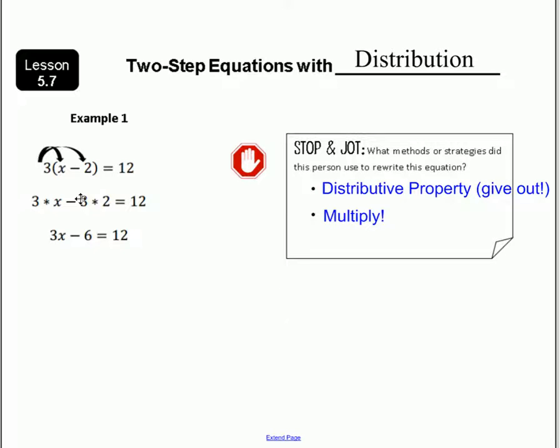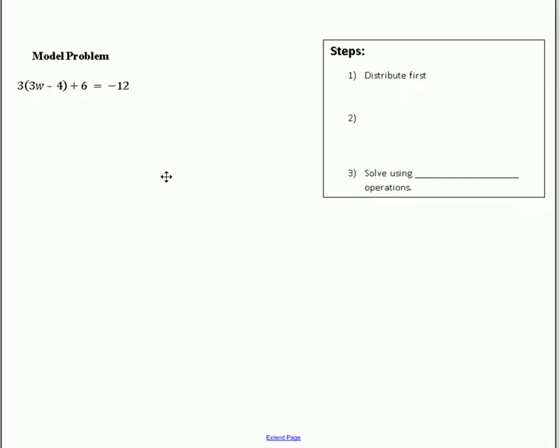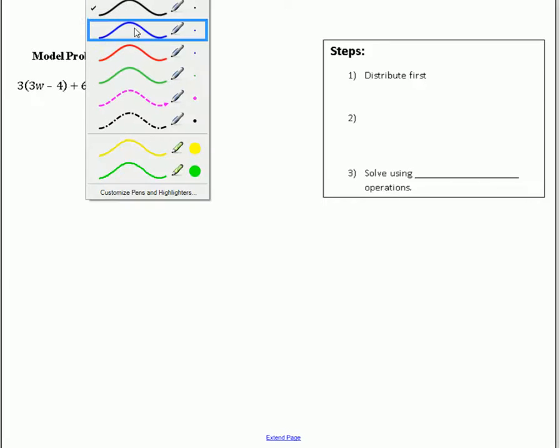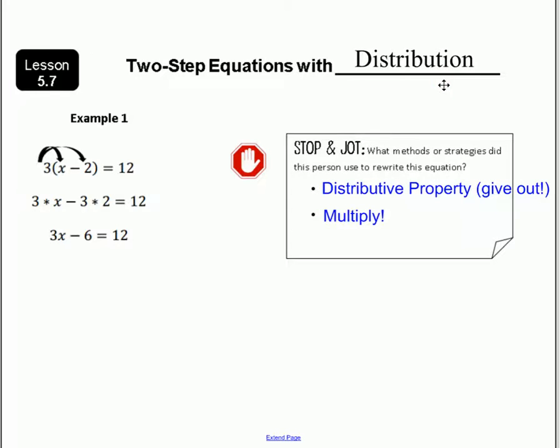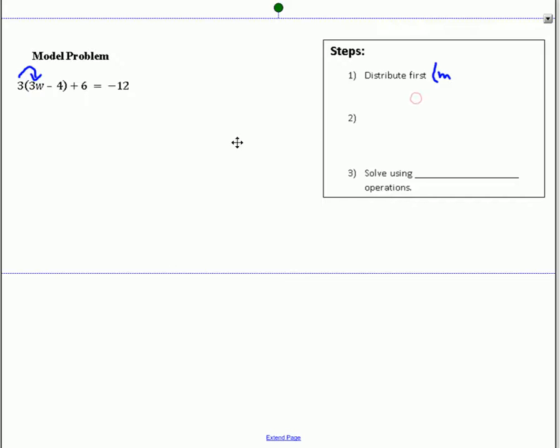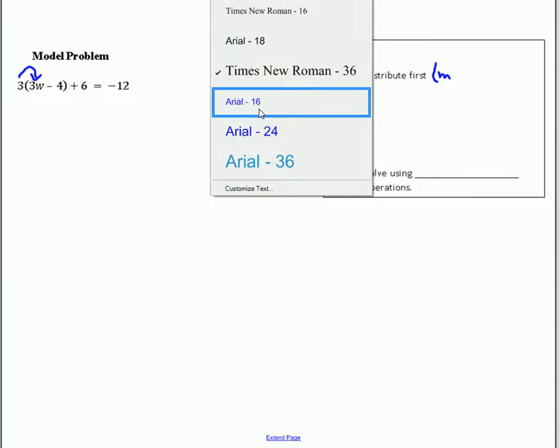Alright, here we go. So our first model problem, the steps already here for you. The first step is to distribute first. So if you see these parentheses, that's your hint to distribute. So I'm going to draw the same arrows that I saw there. While I'm doing that, remember you're doing multiplication. I don't think I'm going to write this. I think I'm going to type it because it's too messy. Oh no. There we go. I'm just going to type multiply.